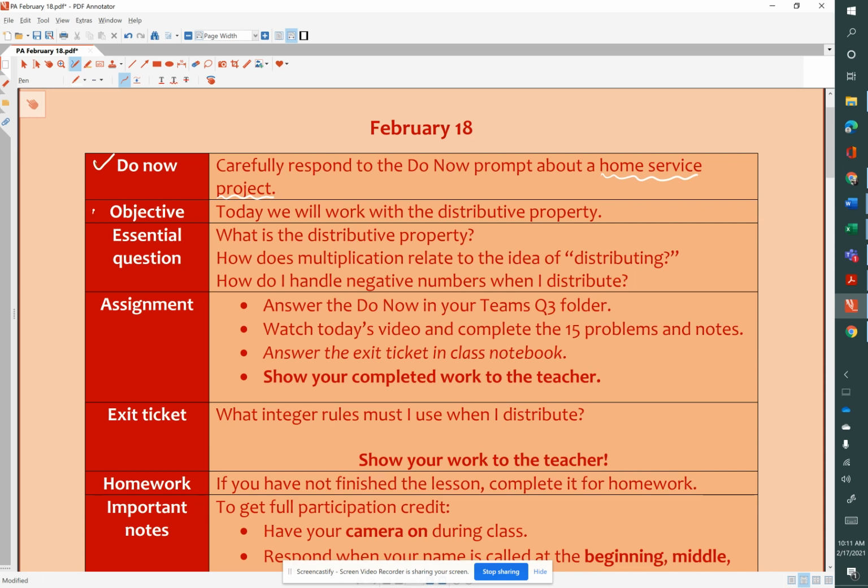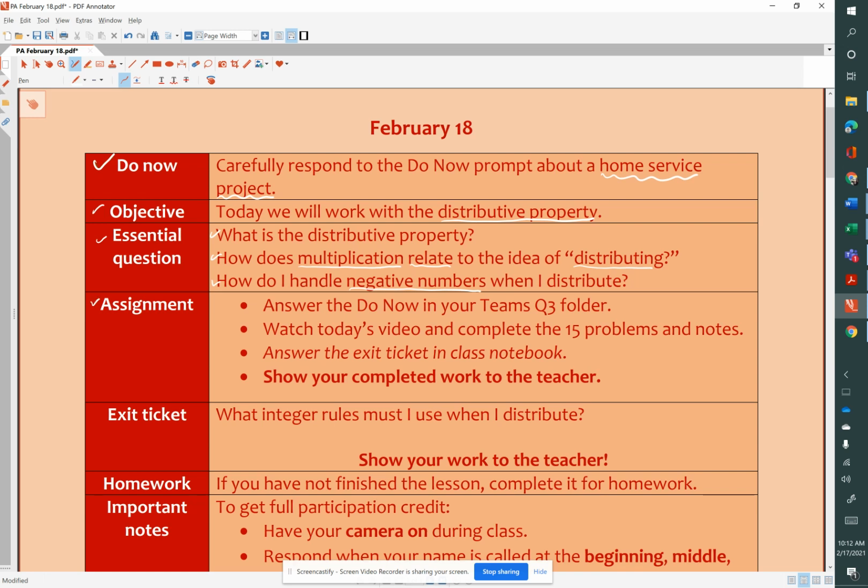Our objective today will be to work with the distributive property and our essential questions. What is the distributive property? How does multiplication relate to this idea of distributing? So we're going to look at the connection between multiplication and distributing. And we also want to think about how we handle those negative numbers when we distribute.